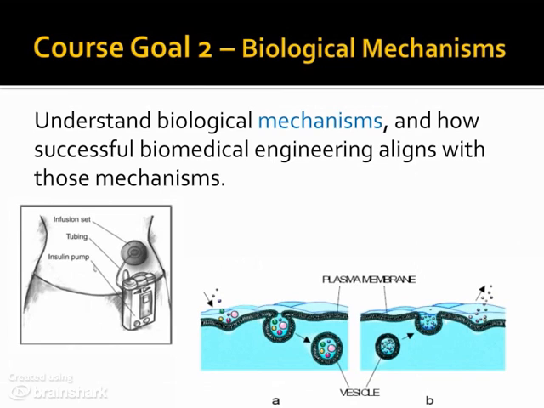Now, it may not be practical or cost-effective to design a system to account for all of those variables, but a design team must have an understanding of the mechanisms so their design works with the mechanism and not against it or despite it. So that's what we mean by being aligned with the mechanism.